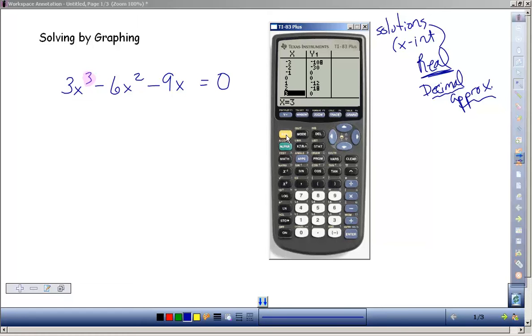Now, I can go to second trace, and I can choose zero, and I can try to find each one of these individually, but I would have to do each one individually, okay, by itself. Get the blinky thing on the left of it, get the blinky thing on the right of it, and then hit enter. -1 is one of my zeros. But if I had just gone to table, I could have seen that -1, 0, and 3 are all of the zeros and not actually have to type anything in. So don't forget that. You can use your table to do it.